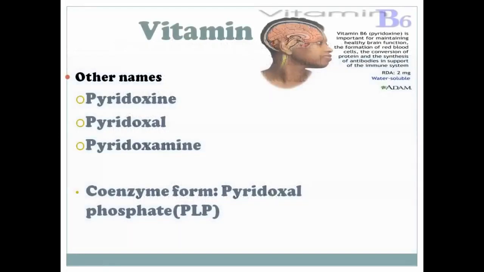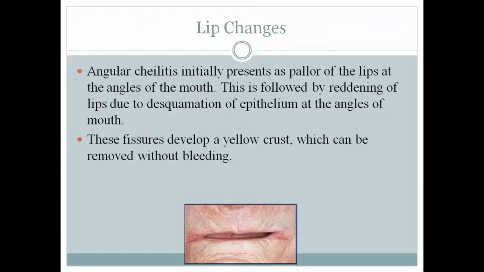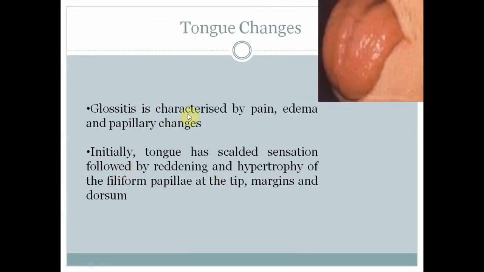So vitamin B6, which is also known as pyridoxine. In its dental deficiency, there will be lip changes. The most common is angular cheilitis, which initially presents as a pallor of the lip and the angle of the mouth. Then it is followed by reddening of the lips due to desquamation of epithelium at the angles. These fissures develop a yellow crust which can be removed without bleeding. Tongue changes are glossitis with pain, edema and papillary changes. The tongue has a scalded sensation followed by reddening and hypertrophy of the filiform papillae at the tip, margins and dorsum.